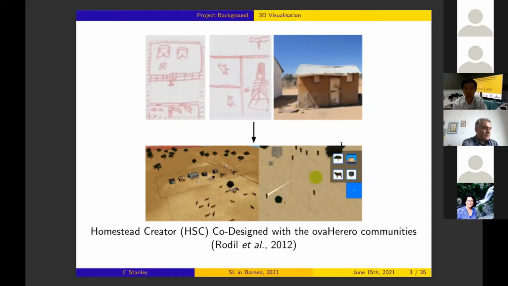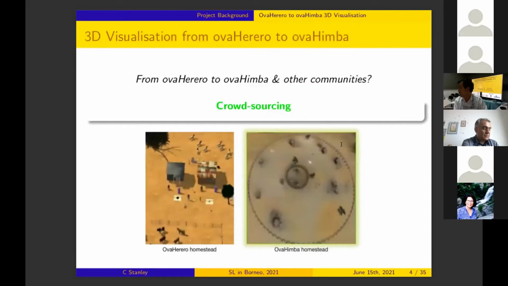And then the question for us came later: how do we transfer this Homestead Creator to another community? We took a similar community with similar cultures, which is called Ovahimba. The Ovahimba communities are slightly different from the Ovaherero community. Although they speak the same language, on the traditions there is quite a big difference. For example, here on the left you can see the Ovaherero homestead, and this one is the Ovahimba homestead. Then we thought, okay, obviously now we need to replace these three models with ones best fitted for the Ovahimba communities. And how do we go about that?